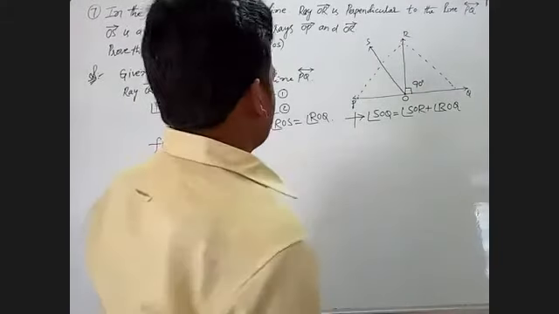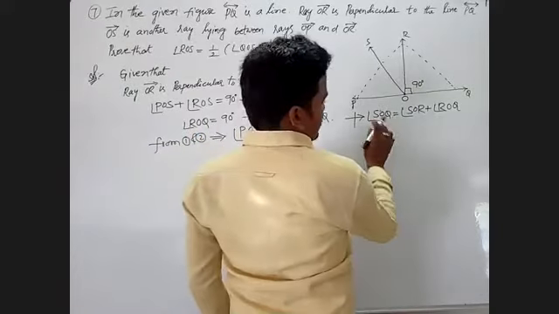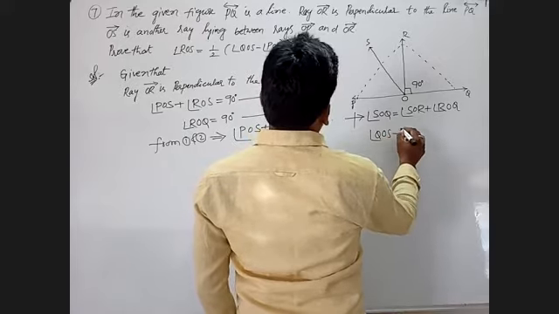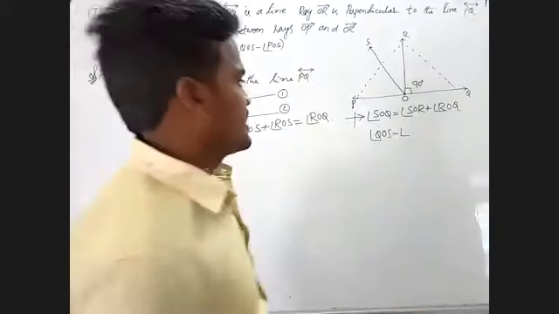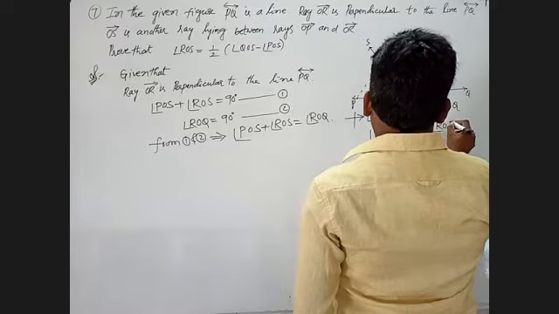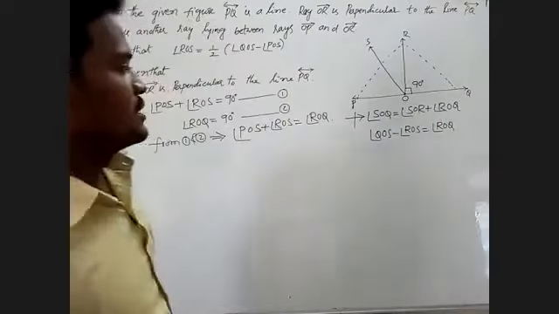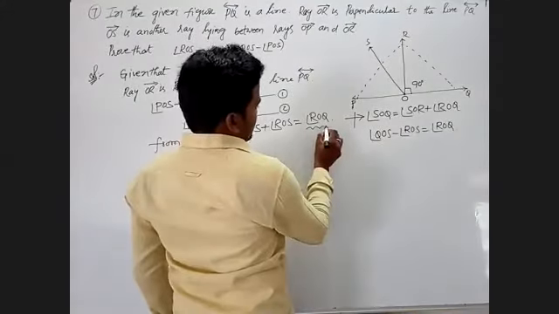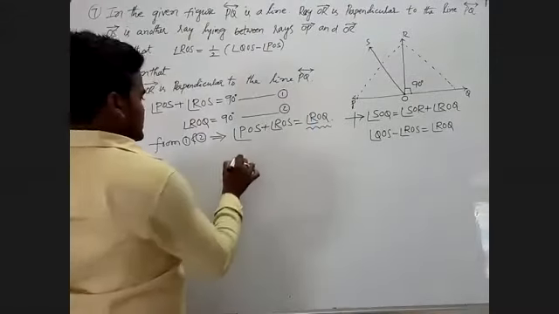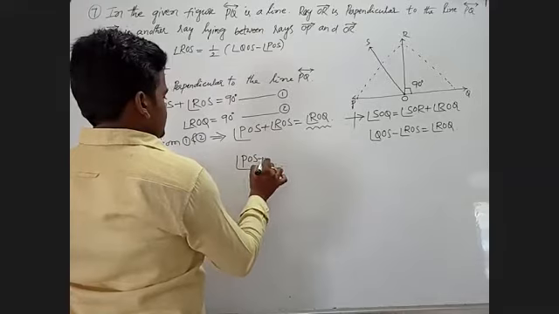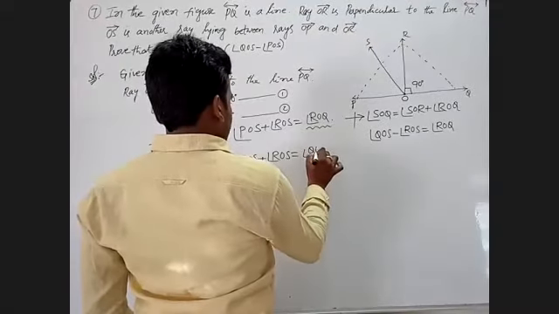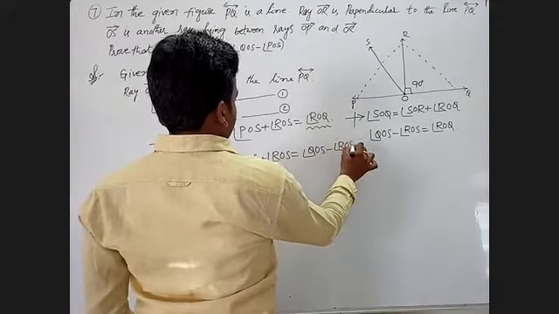Angle SOQ can be written as angle QOS minus angle ROS is equal to angle ROQ. Here we substitute angle ROQ with this one. That is, I write angle POS plus angle ROS is equal to angle QOS minus angle ROS.